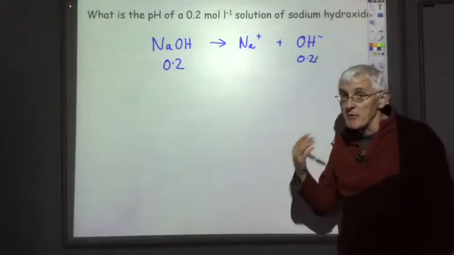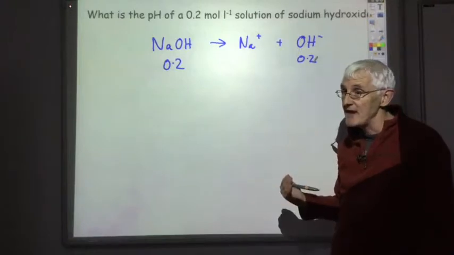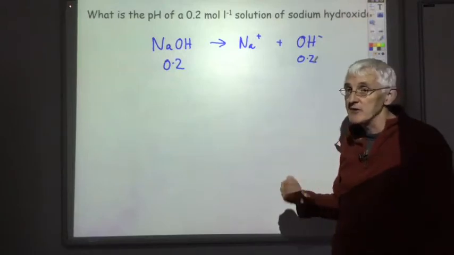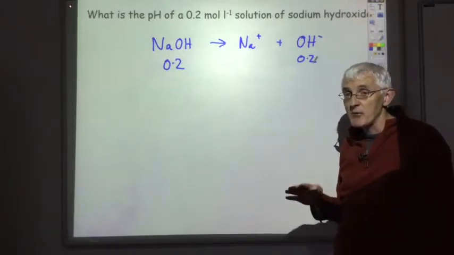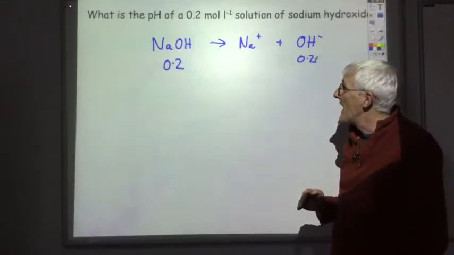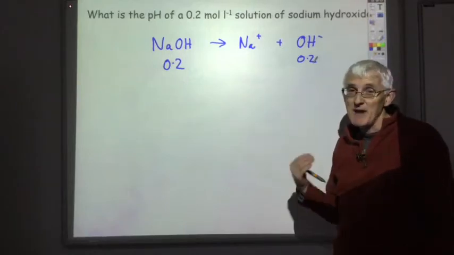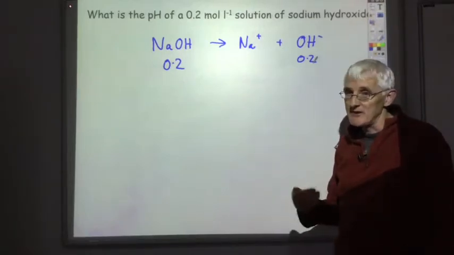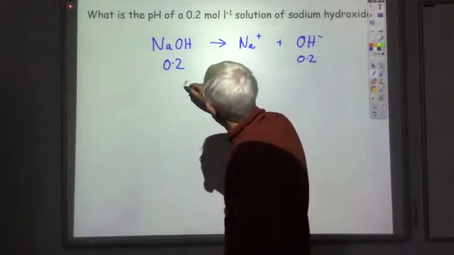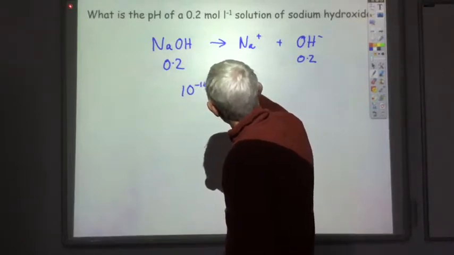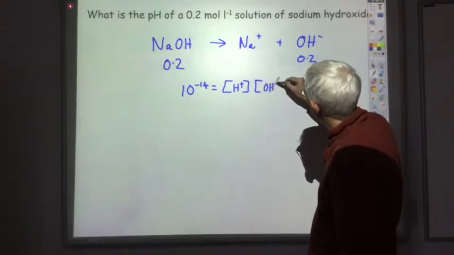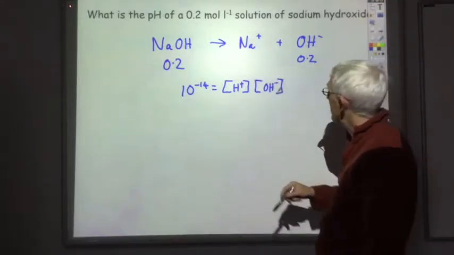Now, of course, in order to work out the pH, we need to know the concentration of H plus ions. So to convert our hydroxide ion concentration to a hydrogen ion concentration, we need to use the ionic product. Remember, the ionic product holds true for all aqueous solutions. And if, like this question, it doesn't specify that it's at room temperature, you just assume it is, and so the ionic product is 10 to the minus 14. So we know that 10 to the minus 14 is the product of the hydrogen ion concentration multiplied by the hydroxide ion concentration.